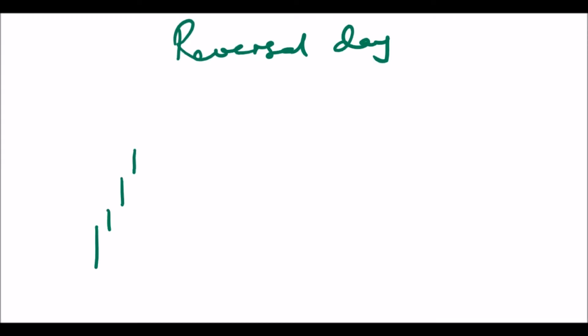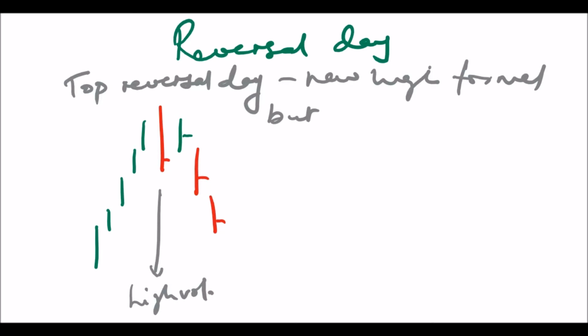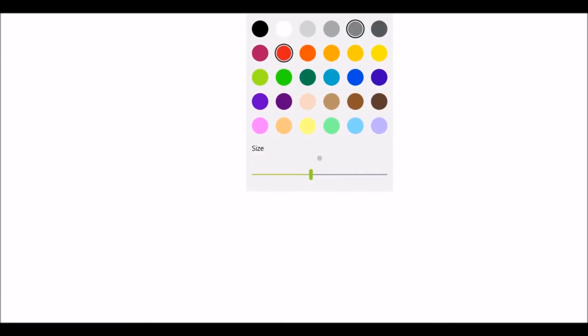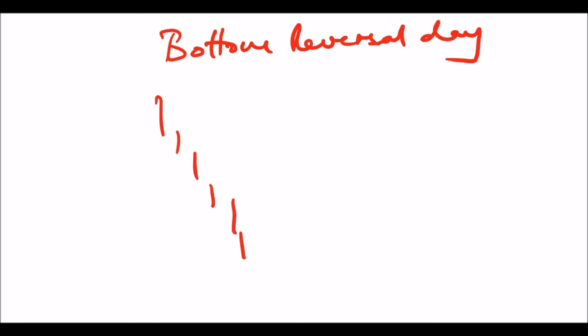The first reversal pattern we'll discuss is the reversal day. The reversal day occurs at the top or the bottom of a trend. A top reversal day is formed when the prices form a new high at the top but close towards the low of the day or lower than the previous day's closing. A bottom reversal day would form a new low at the lows of the market but close above the opening, towards the high of the day or higher than the previous day's close.